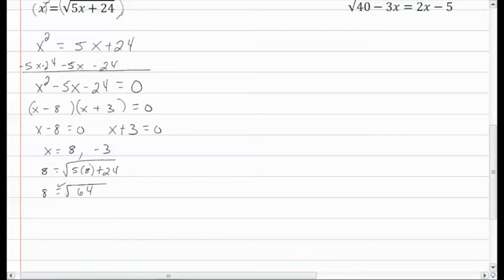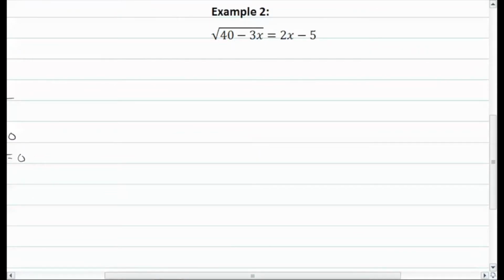Now when we check our second solution, the -3, we get -3 equal to the square root of 5 times -3 plus 24. Because we always assume a positive square root, then this does not work. So that means -3 is not a solution. And our answer is then just x equal to 8. Let's take a look at our second example.